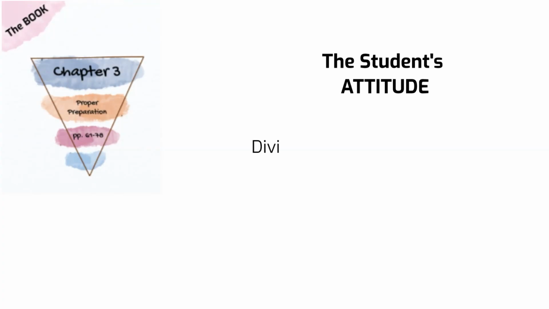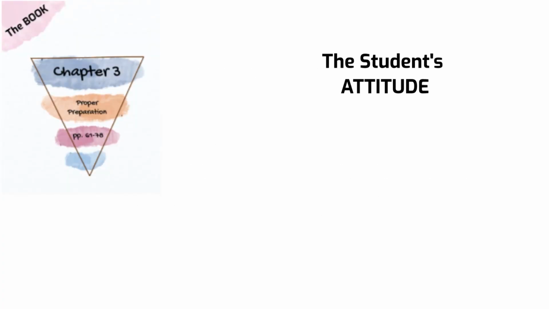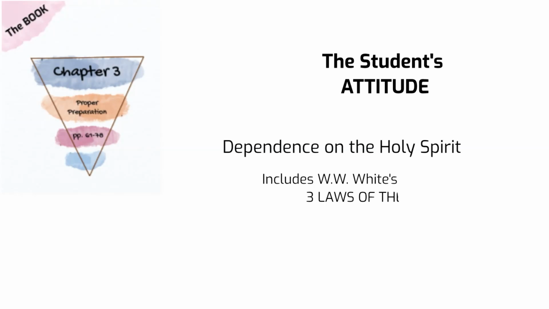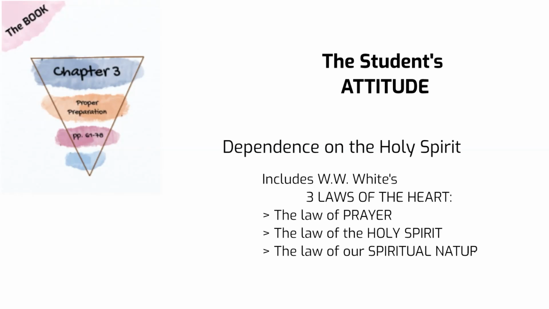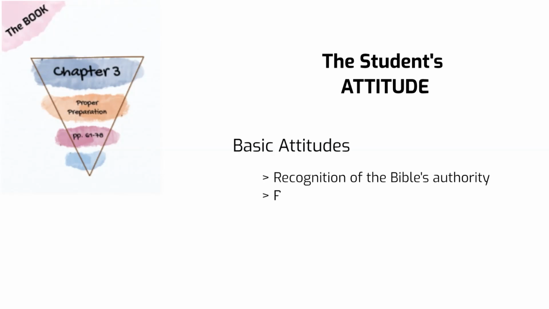The student's attitude is divided into 4 sections: dependence on the Holy Spirit, basic attitudes, a fresh approach, and toil and sweat. So let's take a look at the first one, dependence on the Holy Spirit. This includes Dr. White's 3 laws of the heart: the law of prayer, the law of the Holy Spirit, and the law of our spiritual nature. Next, under the attitude, is basic attitudes: recognition of the Bible's authority, receptivity, will, and exactness.